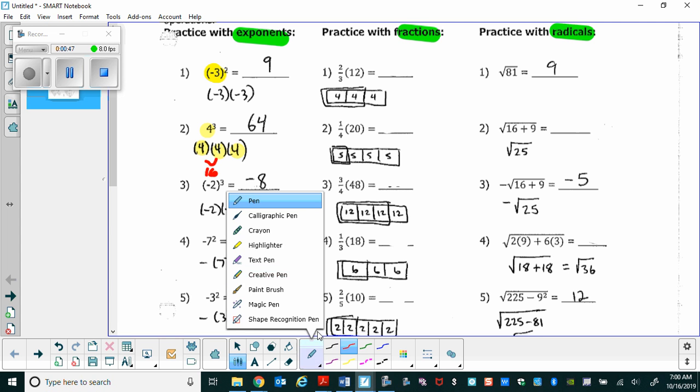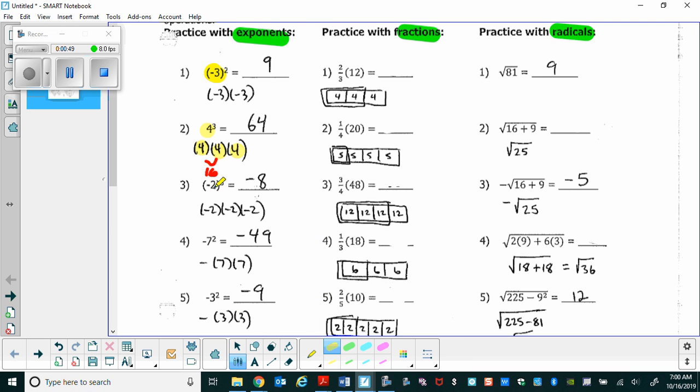All right, and number 3, in parentheses, we have a -2, so our base is a negative times a negative times a negative. Now, y'all, these first two, negative times negative, that's a +4. And now you've got 4 times -2, so that's why it's back to a -8.